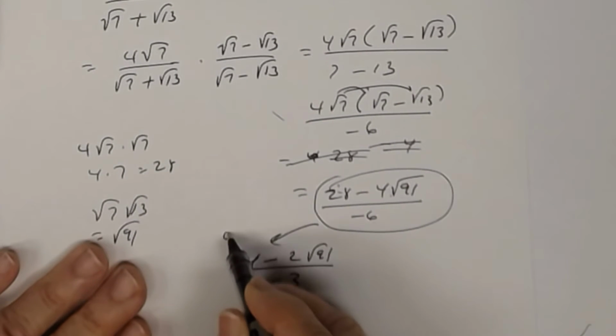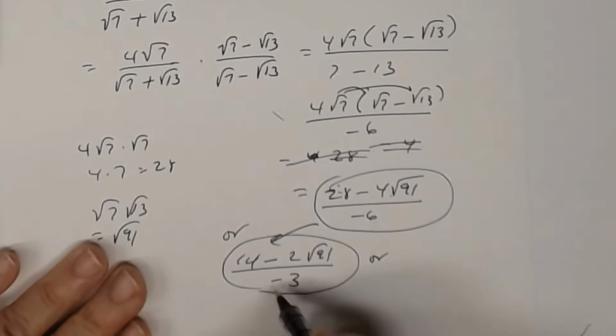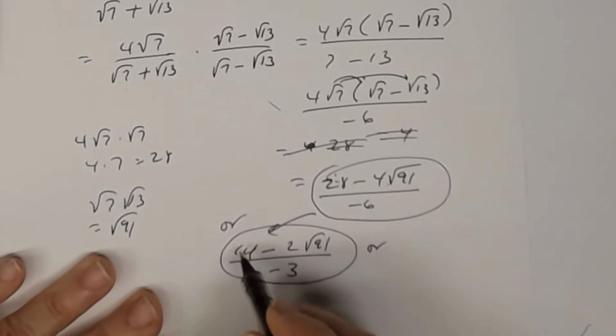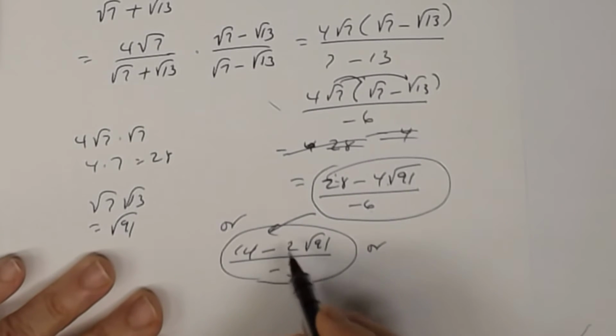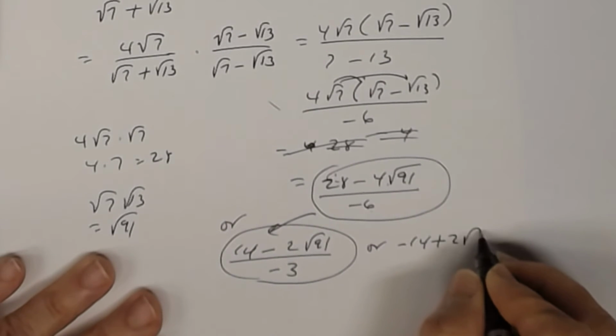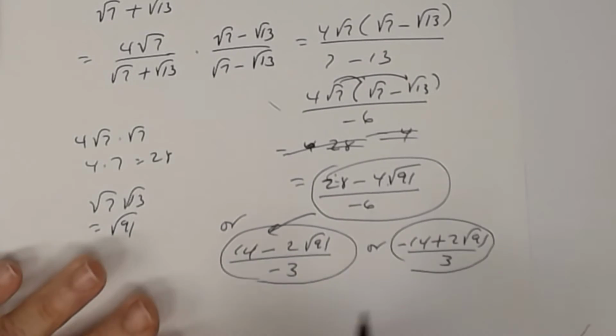And so that could be the answer. You can write it like this. Or you can say, well, I'm going to go ahead and make that denominator positive. So I'm going to bring that negative up to the numerator. So all these signs are going to change because a positive divided by a negative is a negative, and a negative divided by a negative is a positive. So this becomes negative 14 plus 2 square root of 91 divided by 3. Okay? So either one of those is correct.